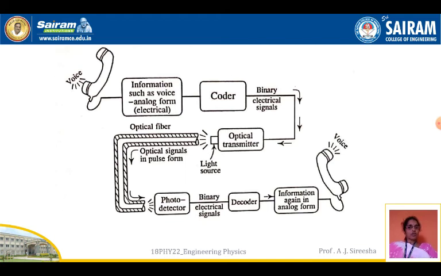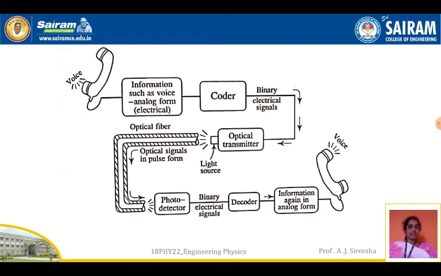What does a coder do? Converts analog to binary. So the analog electrical signal is getting converted into a binary electrical signal. They are carried and then given to an optical transmitter. It is nothing but the light transmitter.